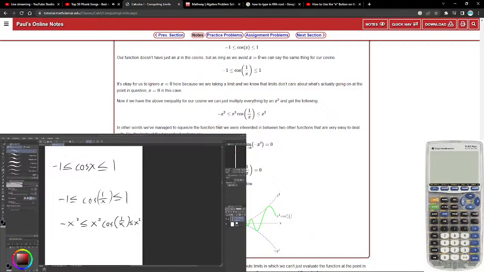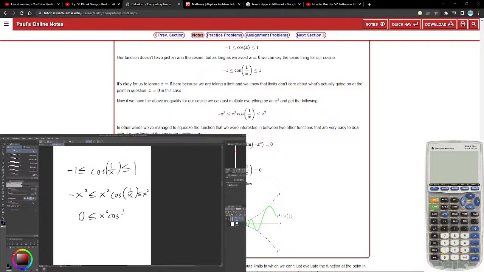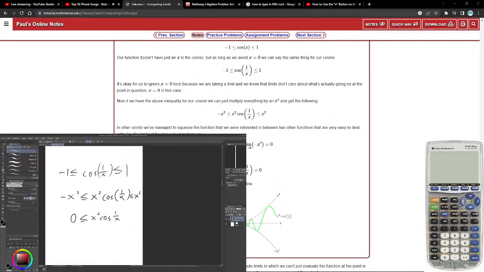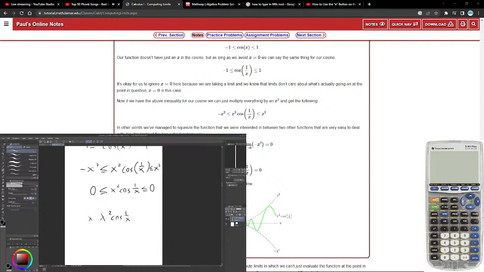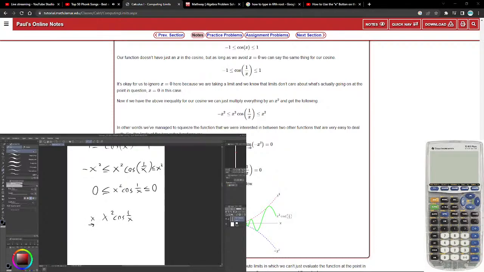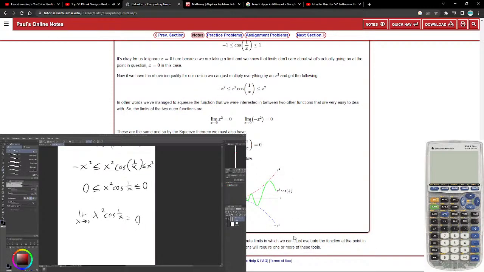Oh, okay, I see how this works again. Kind of forgot. So if you plug 0 in, then you know it has to be 0. And there's the graph.